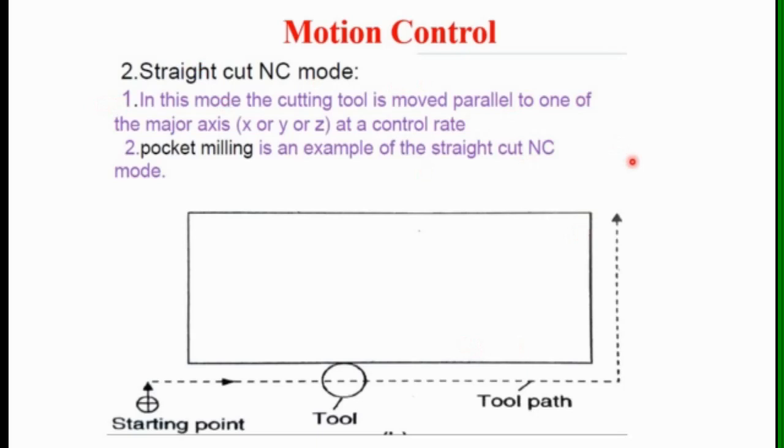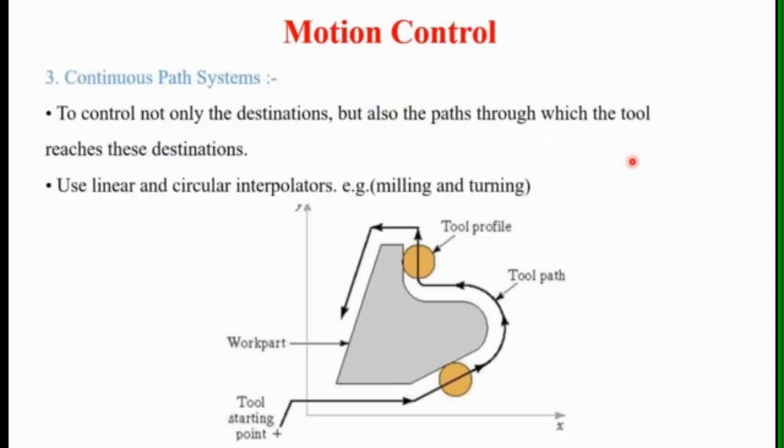Okay, then the next one, the third one, is the continuous path system. It controls not only the dimensions but also the path through which the tool reaches its destination. That means the tool path to the destination should be controlled. Along this linear as well as circular path the tool should move, and this should be controlled along this continuous path.